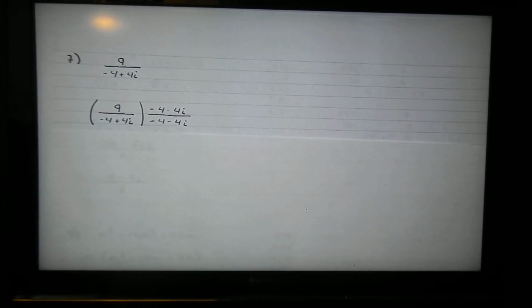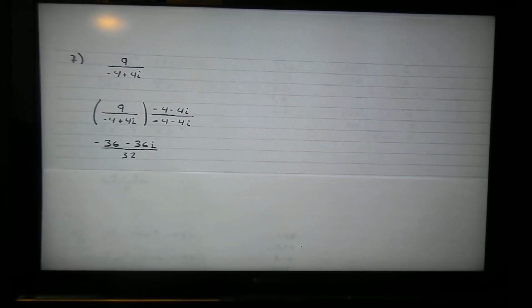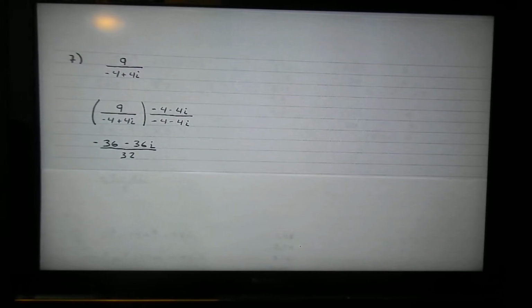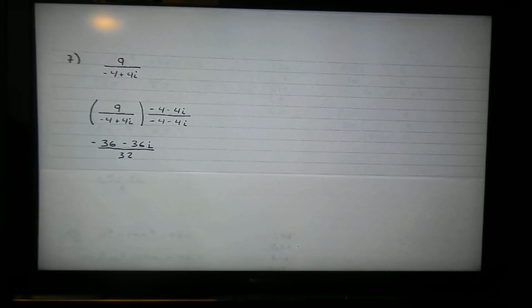I can distribute through my numerator, and I can use the calculator to evaluate the denominator more easily. Negative 36 minus 36i over 32. Something to pay attention to: if my denominator still had an irrational value, that would have been an indicator that I didn't use the correct conjugate.